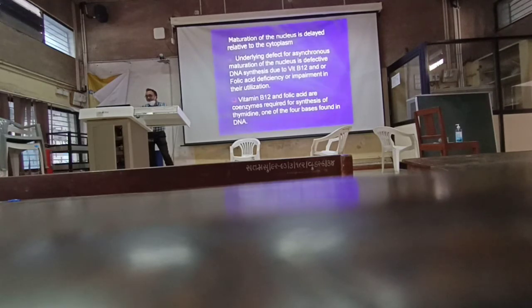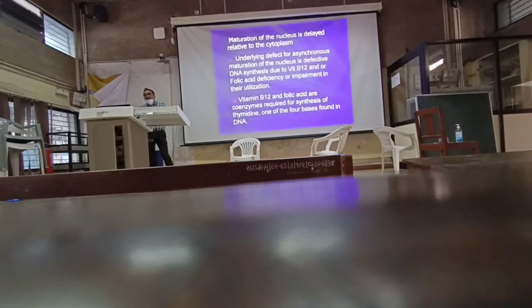Vitamin B12 and folic acid are coenzymes required for synthesis of thymidine. You know that thymidine, T, is one of the 4 bases found in DNA. So in the absence of B12 or folic acid, thymidine is less. That leads to impaired DNA synthesis, and that leads to morphological changes in all the cells which are differentiating and dividing.